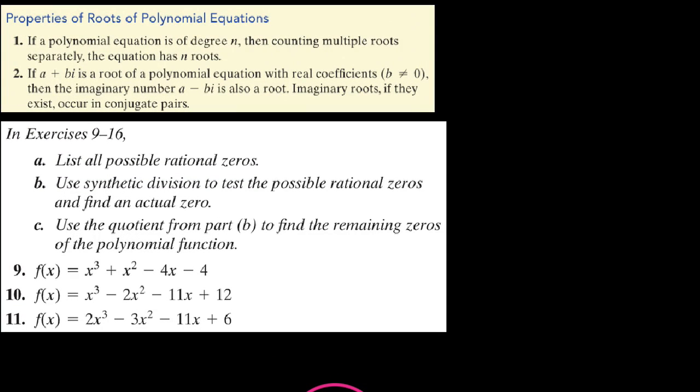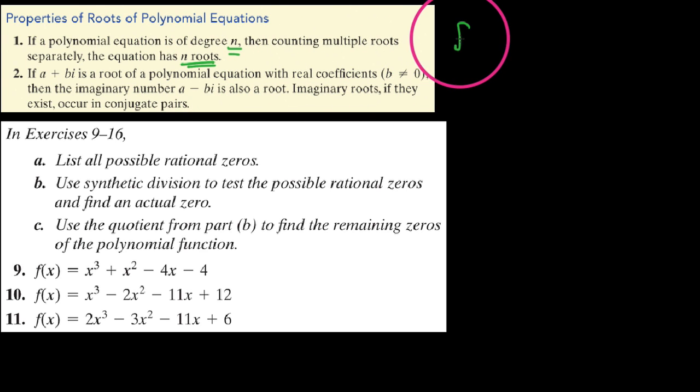Okay, you guys, the name of the game today is we want to be able to find the zeros of any polynomial function of any degree. A couple of things we're going to talk about are important when we try to find these zeros. If a polynomial equation is of degree n, then, counting multiple roots separately, meaning if you get the same answer 3 times it counts as 3 separate answers, the equation has exactly n roots.